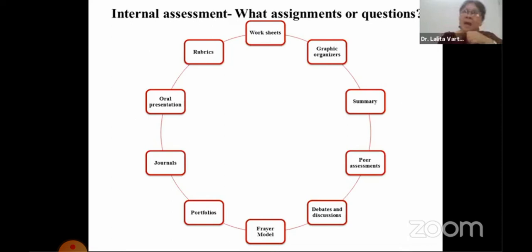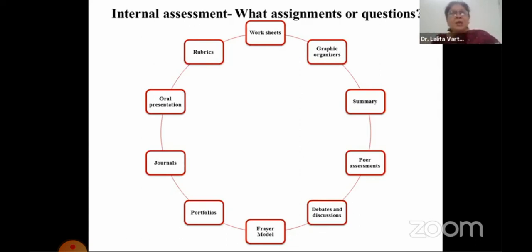It could be a mind map, a concept map, a tabular presentation, or a Venn diagram. There are a number of ways in which they can present in pictorial form. So that would be one different assignment which you can give to your students. Summary writing is also a very nice way of finding out whether the students have really understood the gist of what you have taught. An interesting internal assessment is in the form of peer assessments.